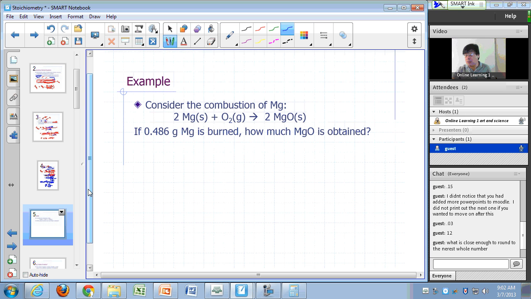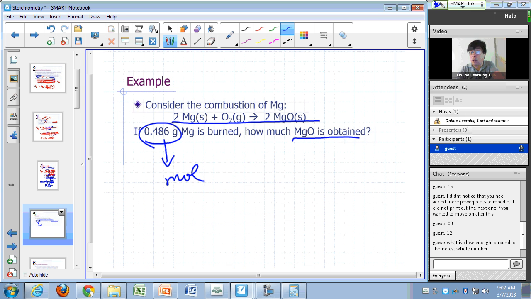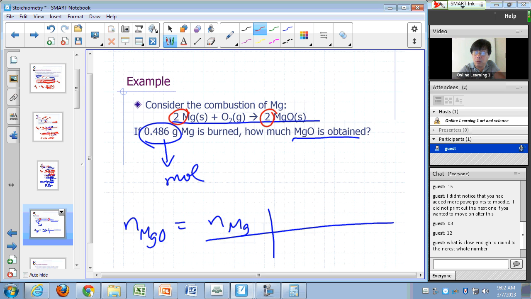Here's a similar question, same reaction. Magnesium plus O2 gives you 2 MgO. Two moles magnesium plus a mole of oxygen gives you 2 moles of MgO. So if I have 0.486 grams of magnesium burned, how much MgO can I get? So I have to change this first to moles, okay? So what would you have now? Moles of MgO equals moles of magnesium times, what's our ratio in the balanced equation? 2:2. So 2 moles MgO for 2 moles of Mg.